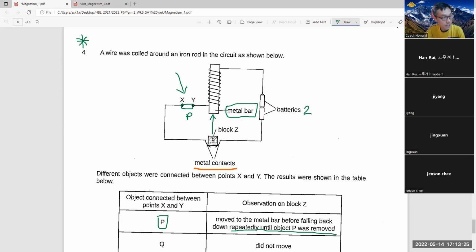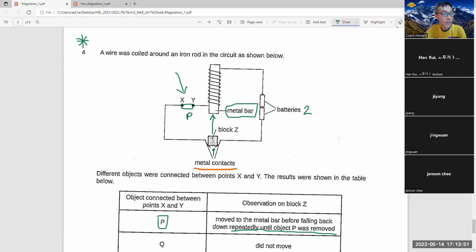You notice as the object Z goes upwards, this part will become an open circuit. Once it's open circuit, electricity will be shut off, and then this iron bar will demagnetize. So when demagnetized, the block Z will drop down. Block Z dropping down will form the closed circuit again. This happens very fast, repeatedly, this part. It's like the electric bell.